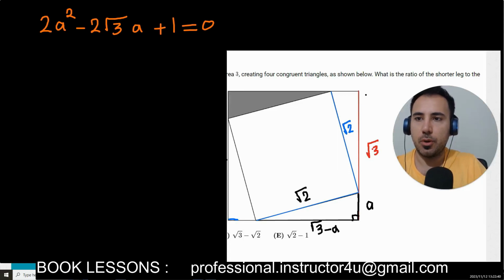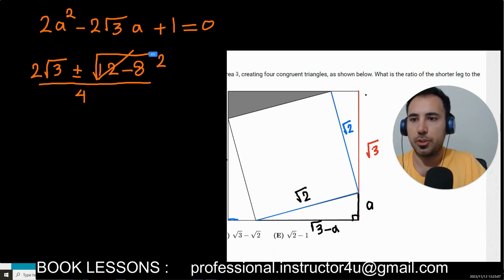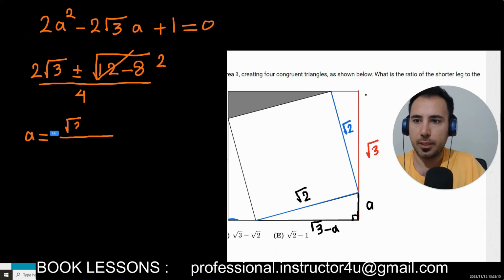Let's continue like this. I'm just going to use the quadratic formula. It's going to be minus this one, so positive 2 square root of 3, plus or minus the square root of this one squared, which is 12, minus 8, divided by 2 times this, which is going to be 4. The square root of 4 is going to be 2. So when I simplify it, the value of A will be square root of 3 plus or minus 1, divided by 2.